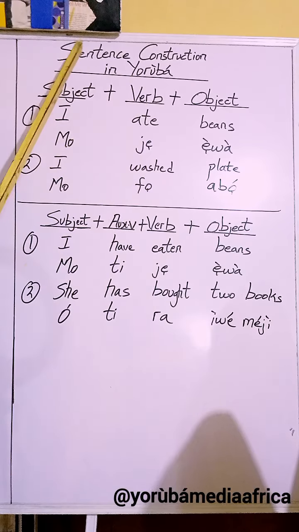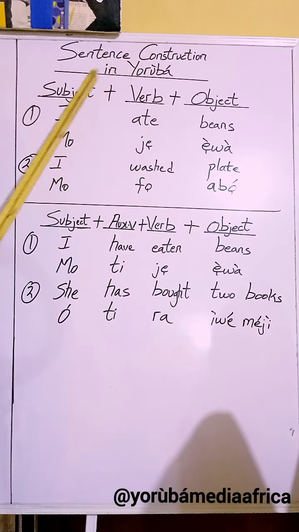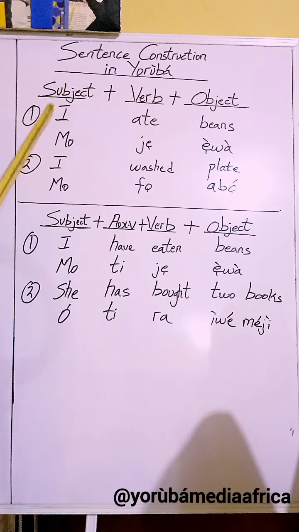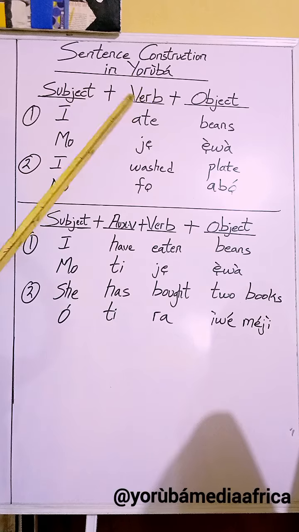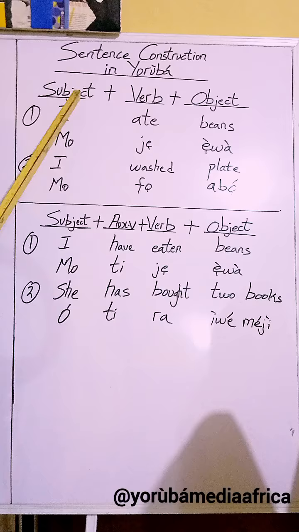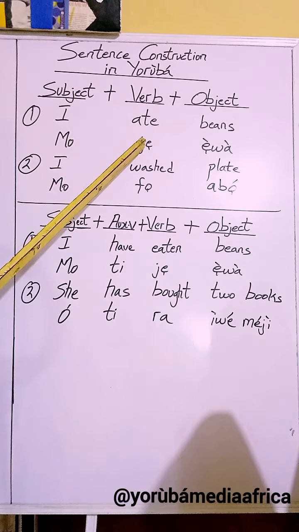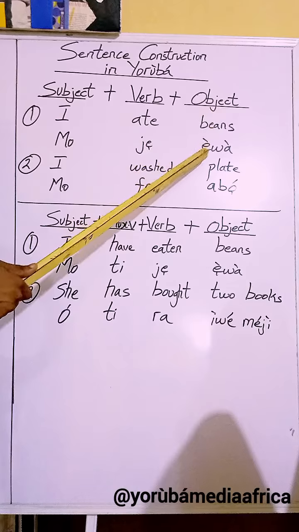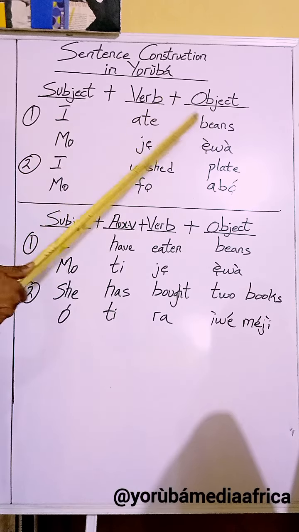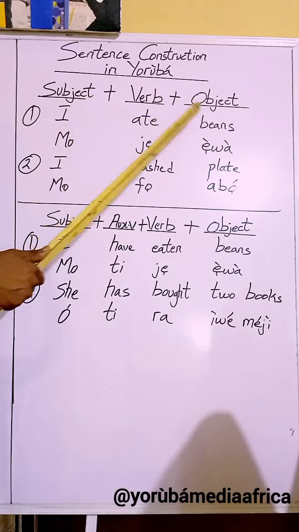Today, let's look at sentence construction in Yoruba. Now we have a subject, we have a verb, and we have an object. The subject is I, the verb is ate, the object is beans. So we have in Yoruba language here too, the subject is mo, the verb is je, the object is ewa. So we have a complete sentence, mo je ewa, which is I ate beans.